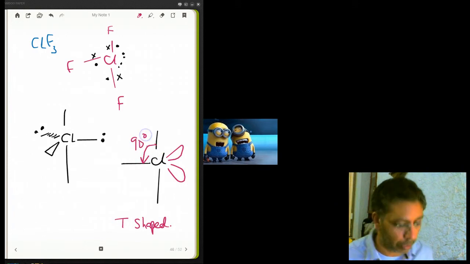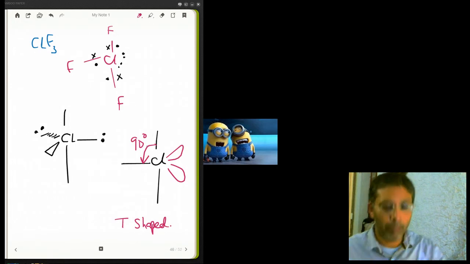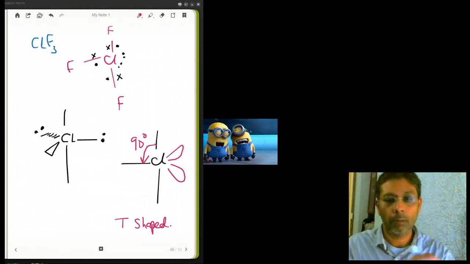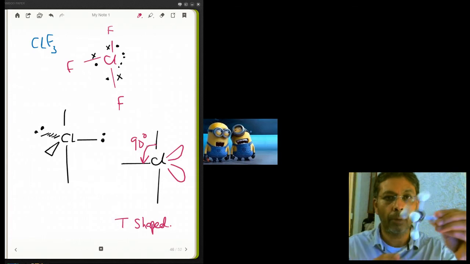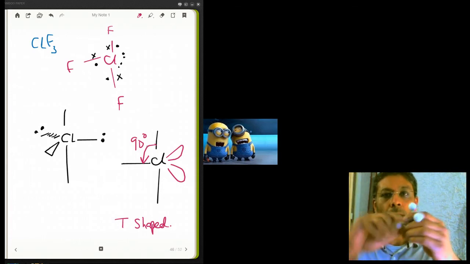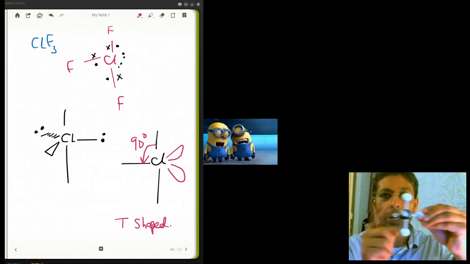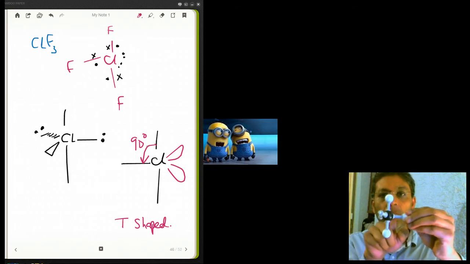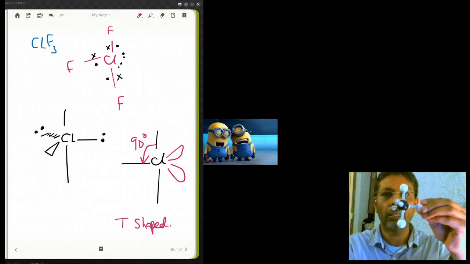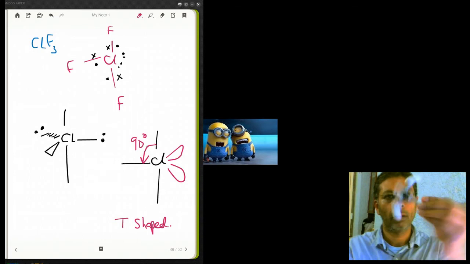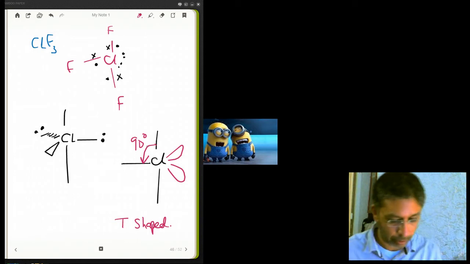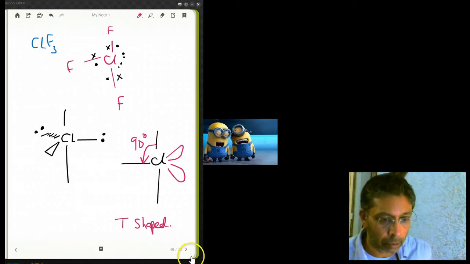And the bond angle will be 90 degrees. Let me just show you that. Here is the trigonal bipyramid shape. I'm going to take 2 atoms off, leaving the lone pairs, and the bond angle here, that's the one we're interested in, and that's 90 degrees. Okay, so that one there, 90 degrees. T-shaped.